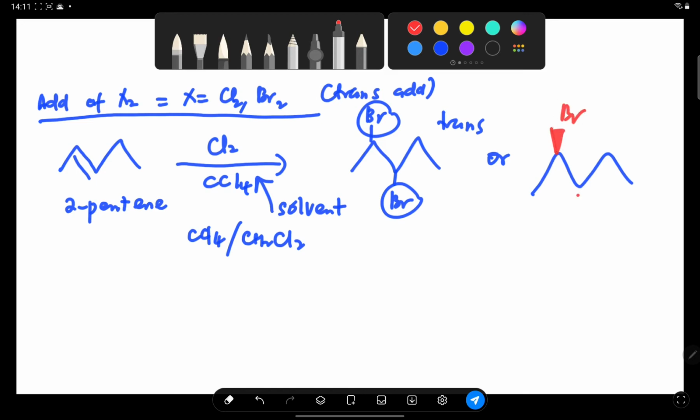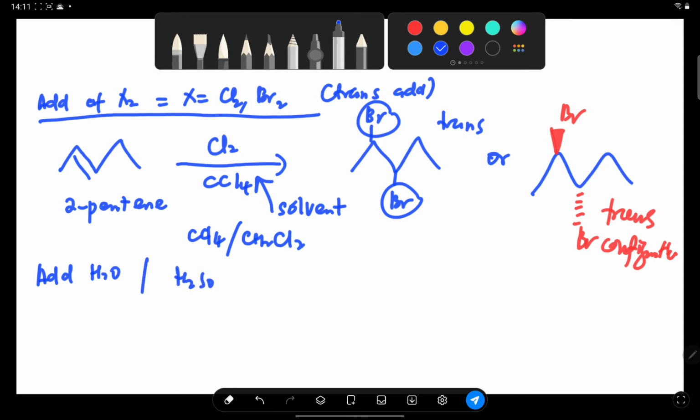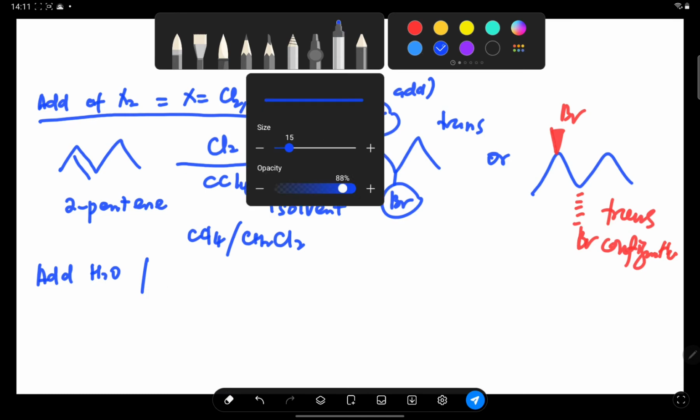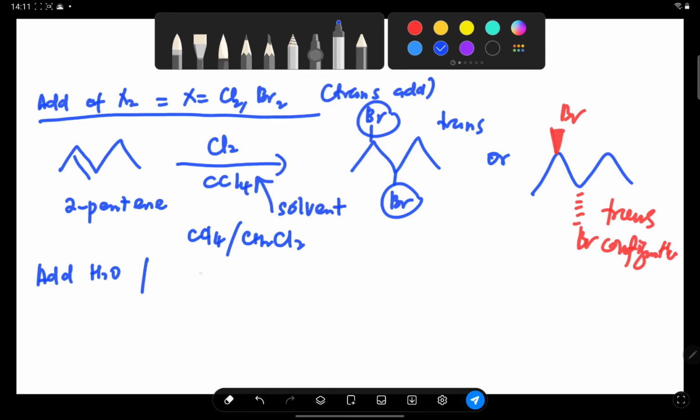Here is representing up, here is representing down, so representing trans configuration. Then for addition of H2O, you will use H2O in the presence of acid that acts as a catalyst.